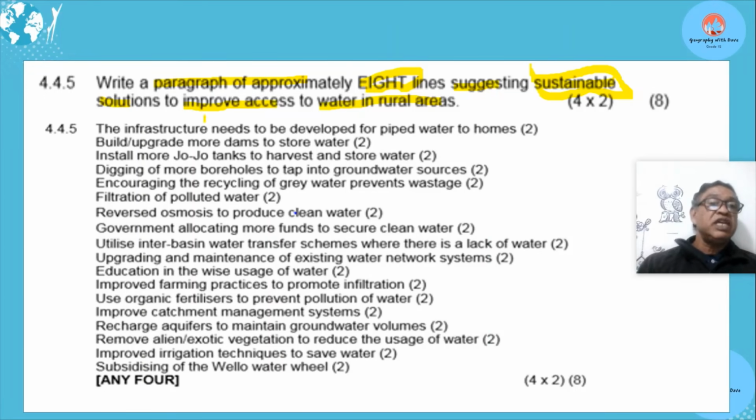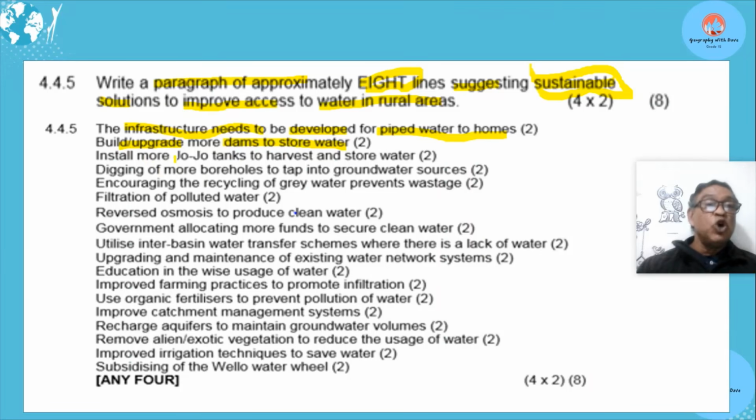So look at the sustainable options. The infrastructure needs to be developed. Can you see, similar to the last question? All right. So pipe water to homes, that's sustainable. Don't just supply water, build proper infrastructure so it goes. Build and upgrade more dams to store water. So long-term solution. Can you see it? It helps over the long term.